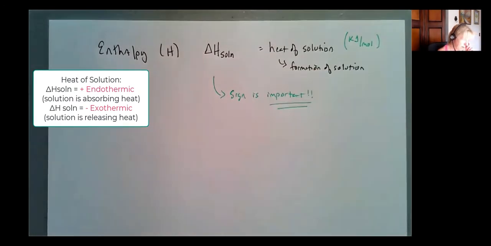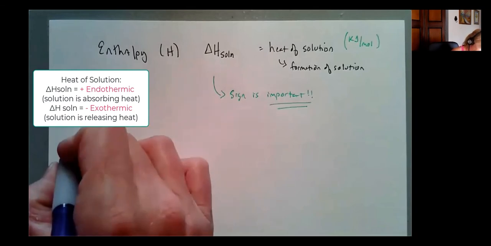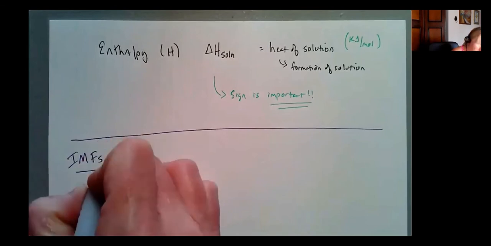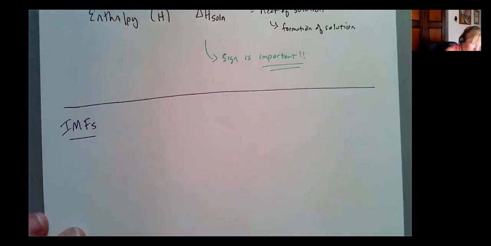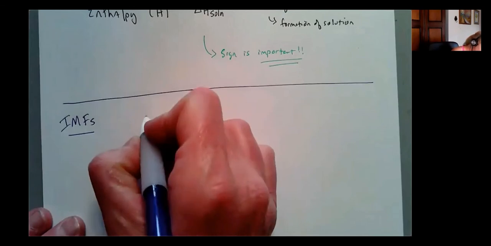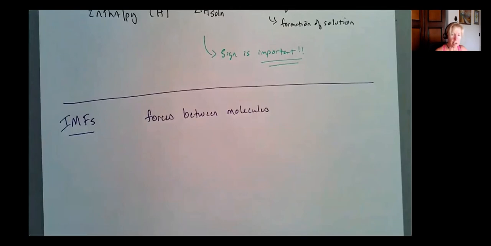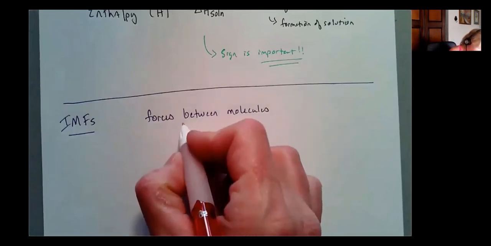All right, so enthalpy may or may not favor whether a chemical solution will form. And so what is going on in the solution where we would need to consider the enthalpy? We're going to back up here and talk a little bit about intermolecular forces, IMFs. This was from chapter 11. These are the forces that are between molecules. So in a compound, when you form chemical bonds, those are forces within a molecule. These are going to be forces between molecules.